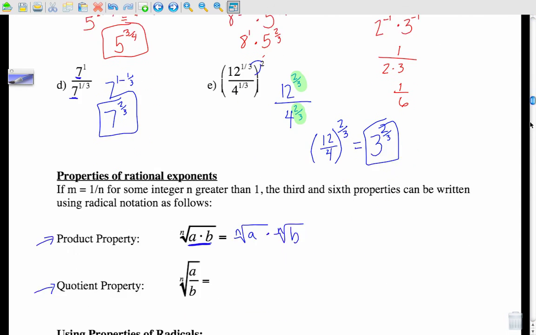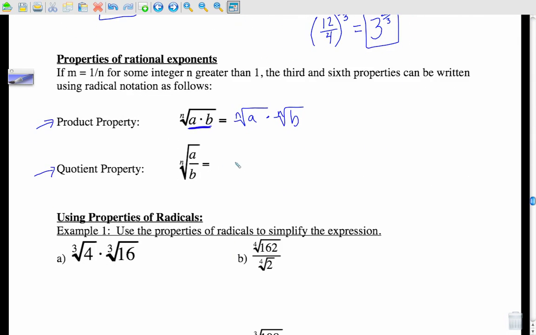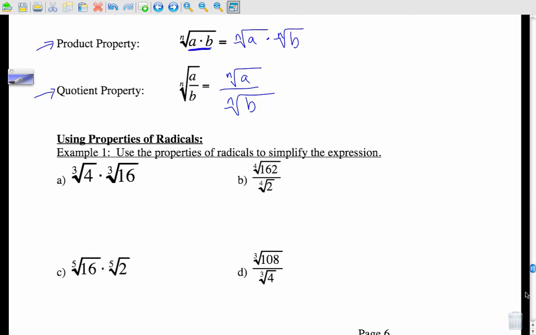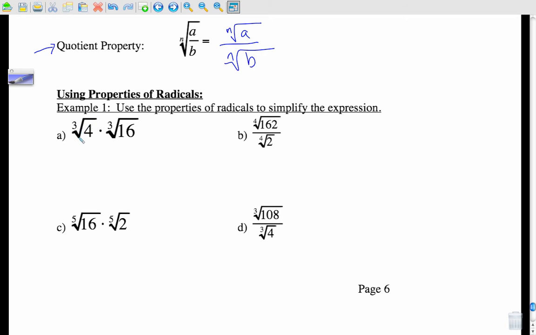It's the same thing with the division. You can split them up into the nth root of A over the nth root of B, or as long as they're to the same root, you could also put them together. So let's use this information down here for some examples. Like if you had the third root of 4 times the third root of 16.